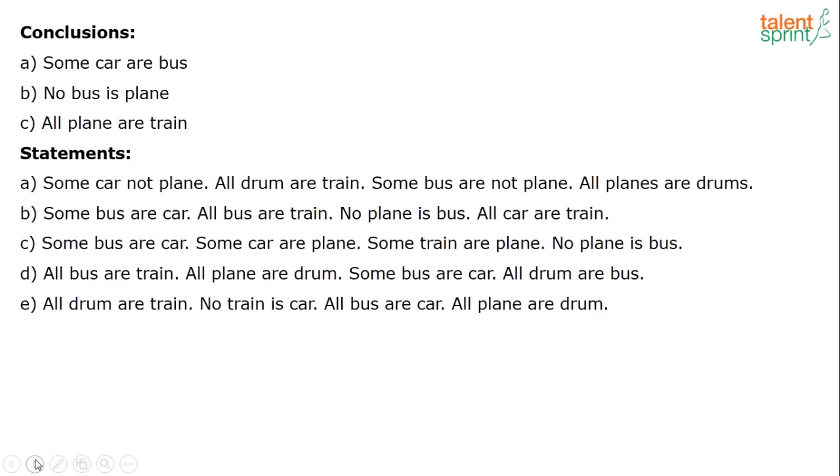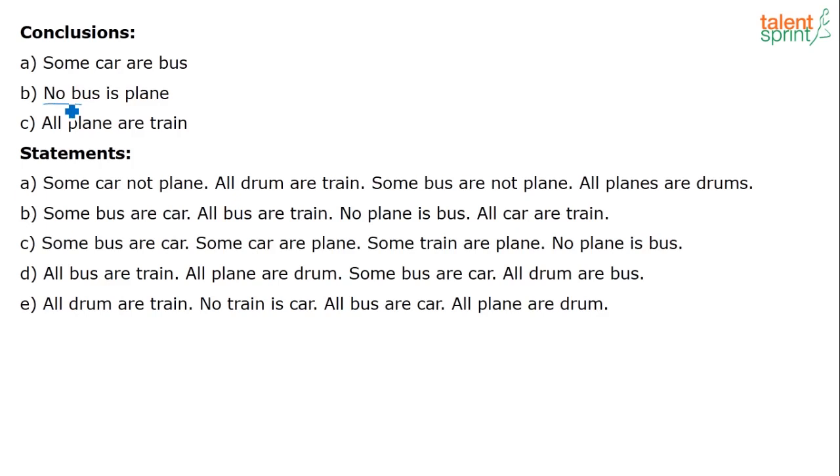Next question is there on your screen. Some cars are bus. No bus is plane. All plane are train. Again, there is a negative statement here. So let us look at conclusions which have negative statements in them. See, this conclusion has some buses are not plane. Again, see, no bus is plane.